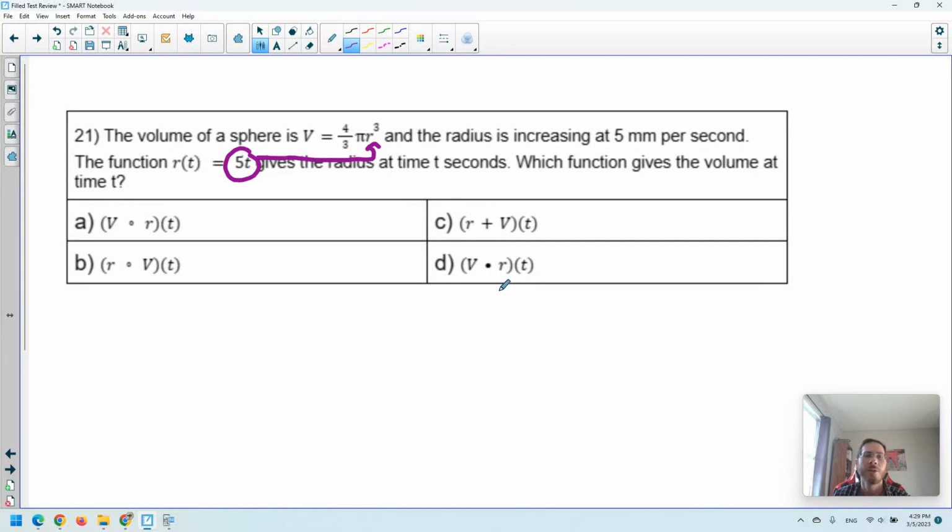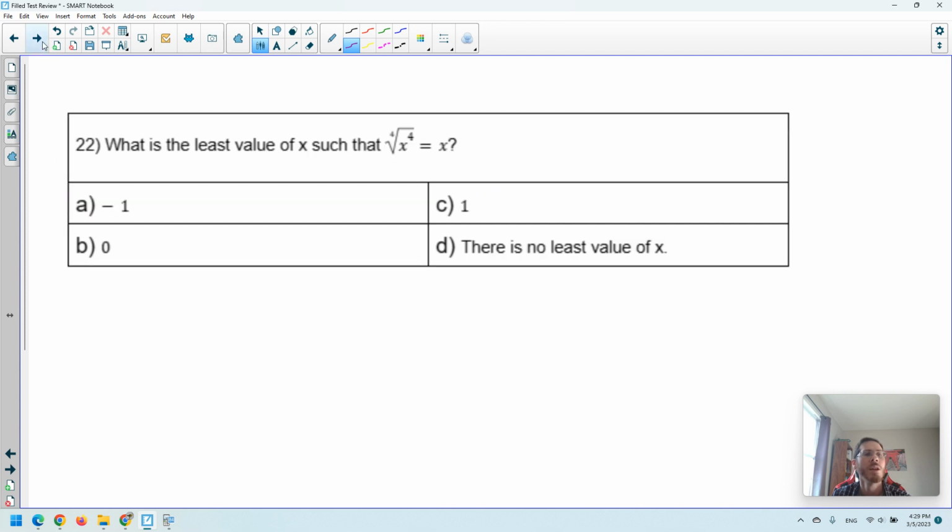So if I'm going to plug 5t in for the r, I'm plugging the r function into the v function. So that would be going this way for A. This would be plugging V into R, which is not what we're doing. This is adding and that's multiplying. Those aren't close to being right. So really it's between A and B. And just like we saw with that other example, we want to read those from the right to the left. So that's what we got for 21.